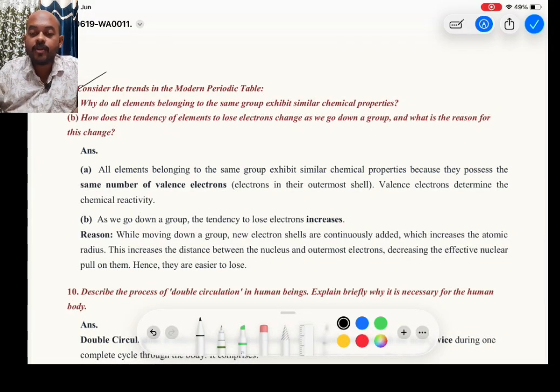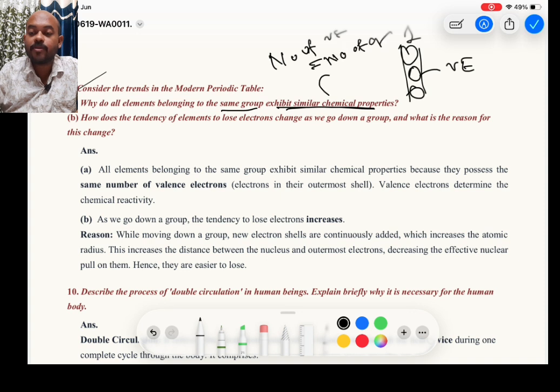Why do all elements belonging to the same group exhibit similar chemical properties? In a group, suppose group number 1, all have similar properties. Why? Due to the valence electron. Remember, due to the valence electron. Group number 1 means what? Number of valence electrons equals the number of the group. This is only for group number 1 and group number 2.